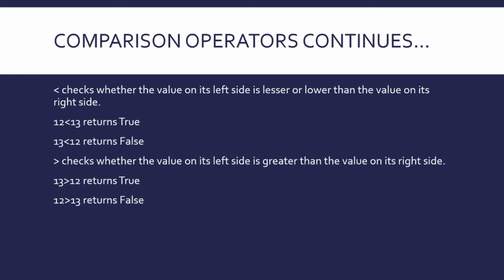Next comes the greater than operator. The greater than operator checks whether the value on its left side is greater than the value on its right side. If it is greater, then only it will return True, otherwise it will return False.